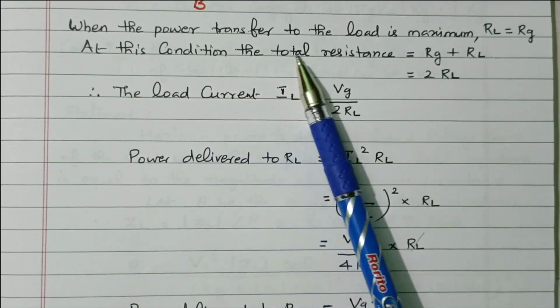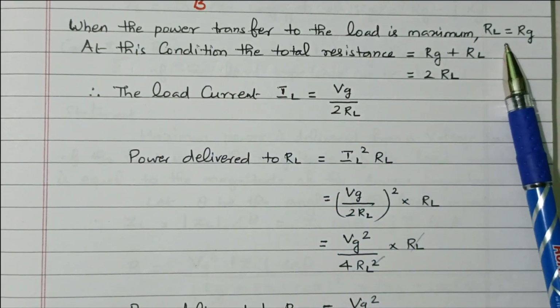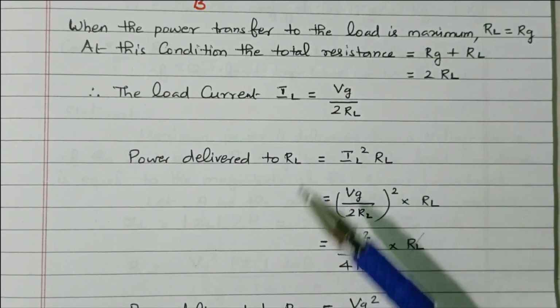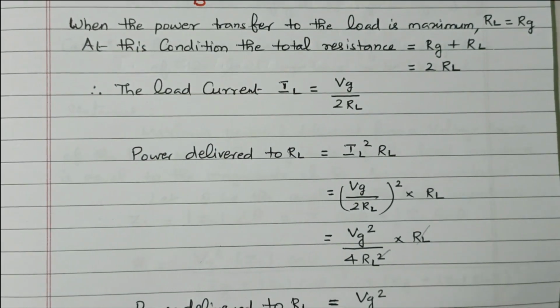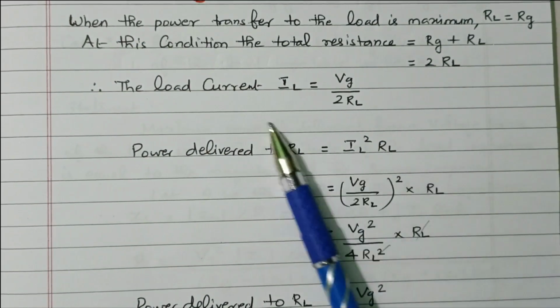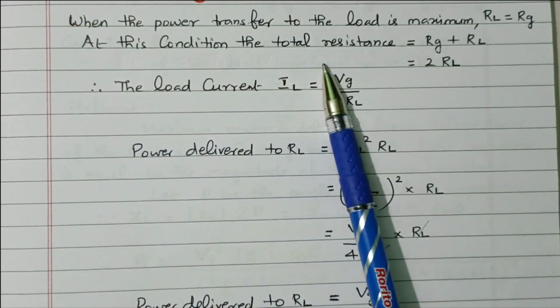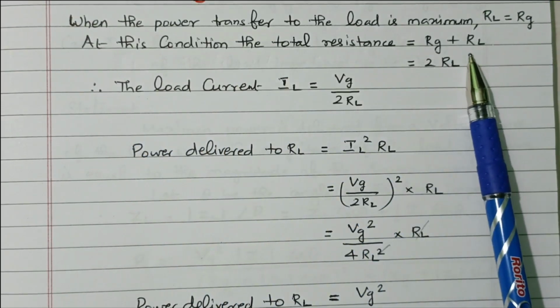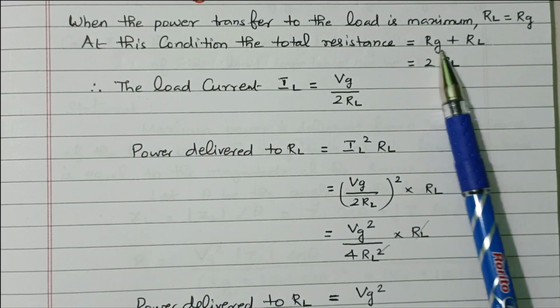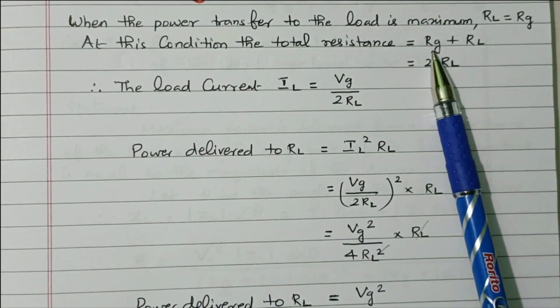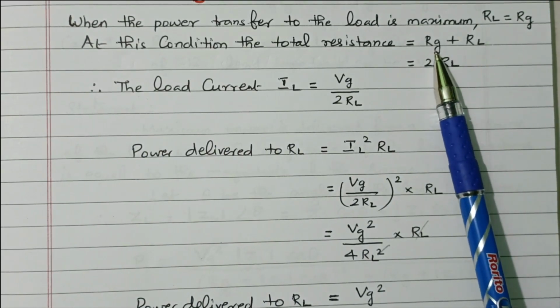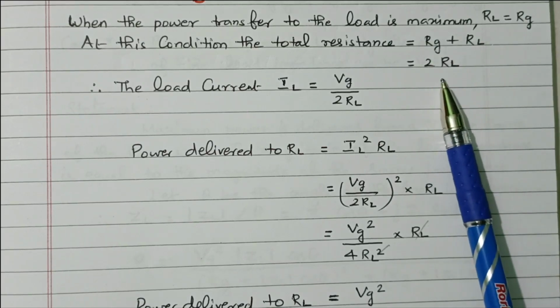When the power transfer to the load is maximum, RL equal to Rg. That is the condition given. So RL equal to Rg when the maximum power is delivered to the load. At this condition, the total resistance is Rg plus RL. Both are equal, so RL equal to Rg equal to RL. So RL plus RL, 2RL.